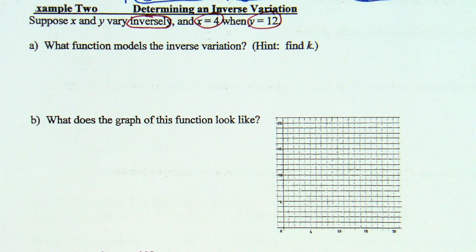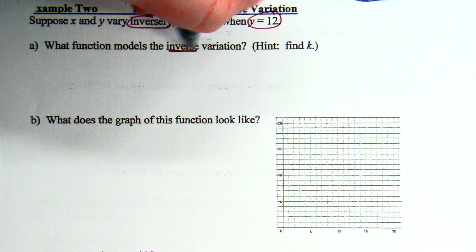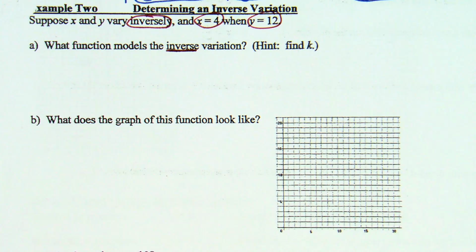So, example A. What function models the inverse variation? So kind of what we did up above. What function models the inverse variation? So I want you to write an equation. In order to write an equation, what do we have to know? K. How do we find K? You times xy. And how do I know that I times xy?